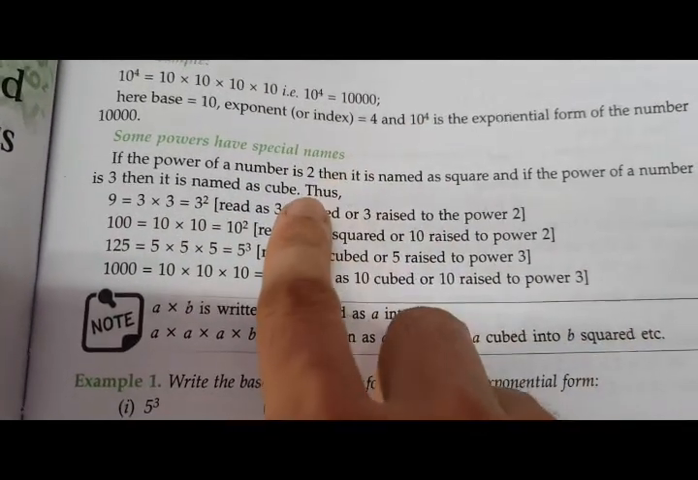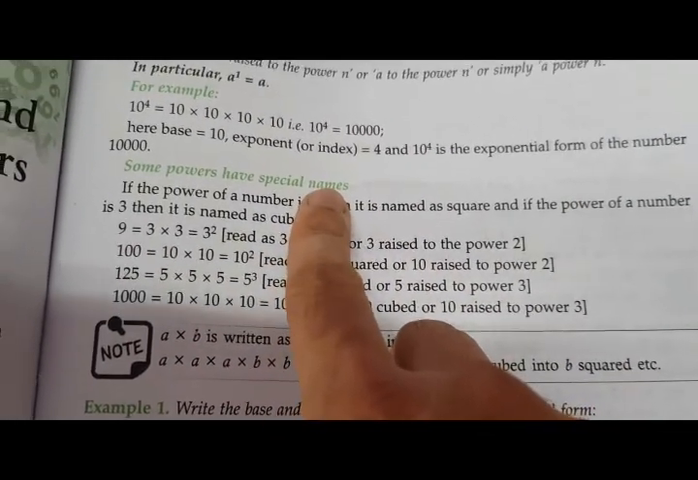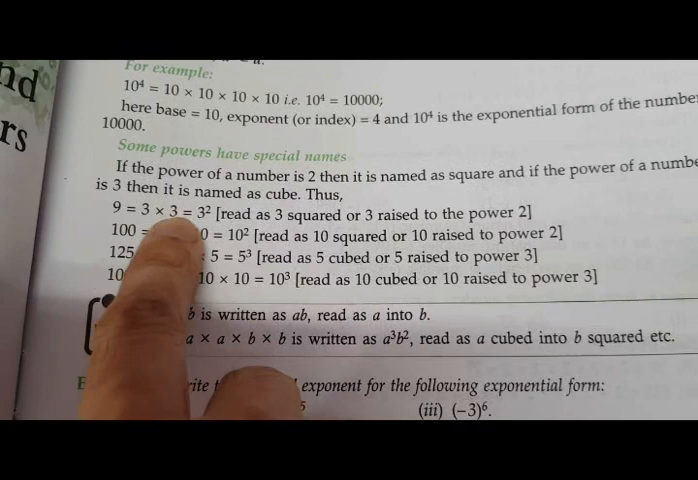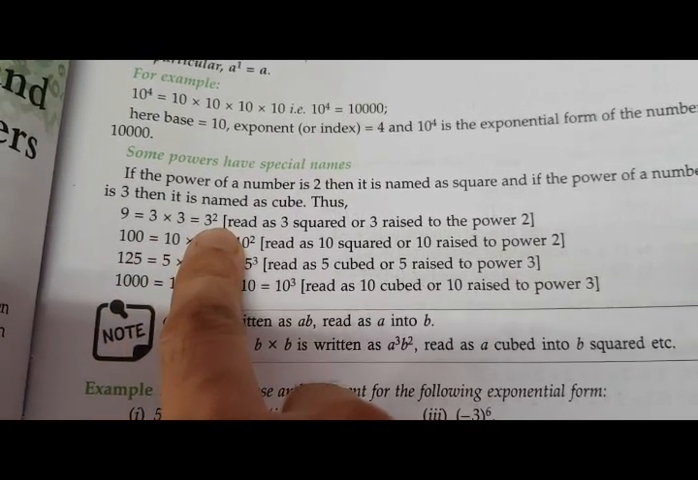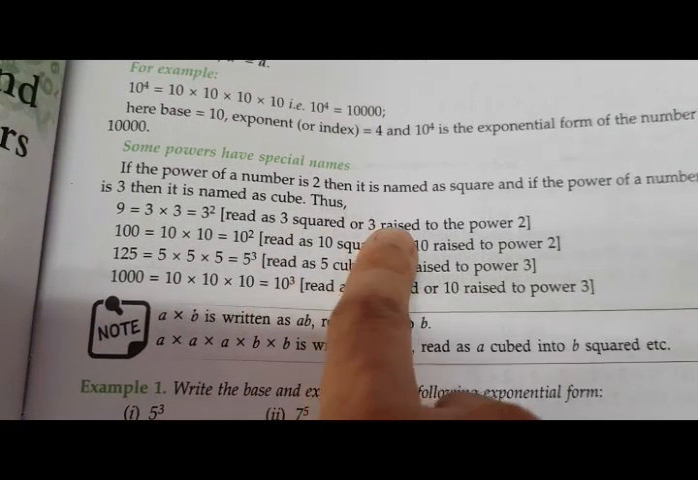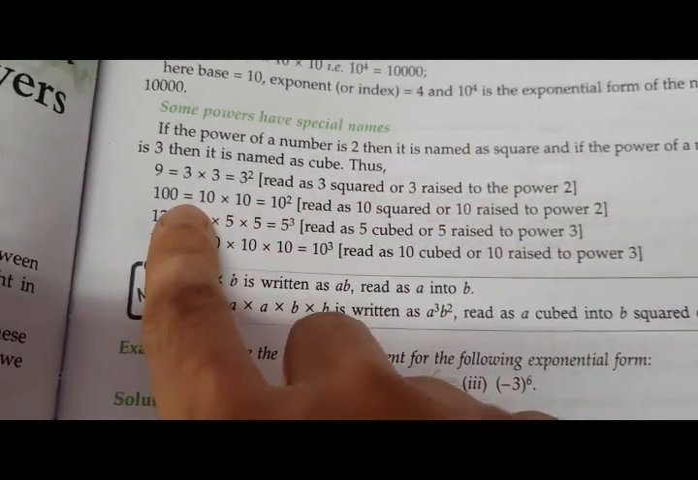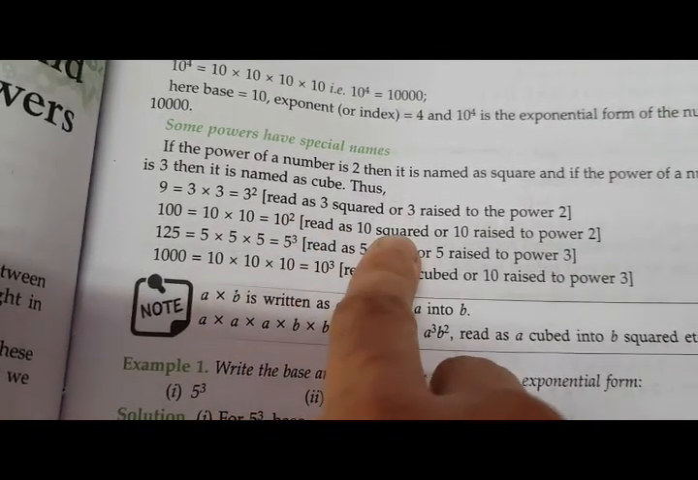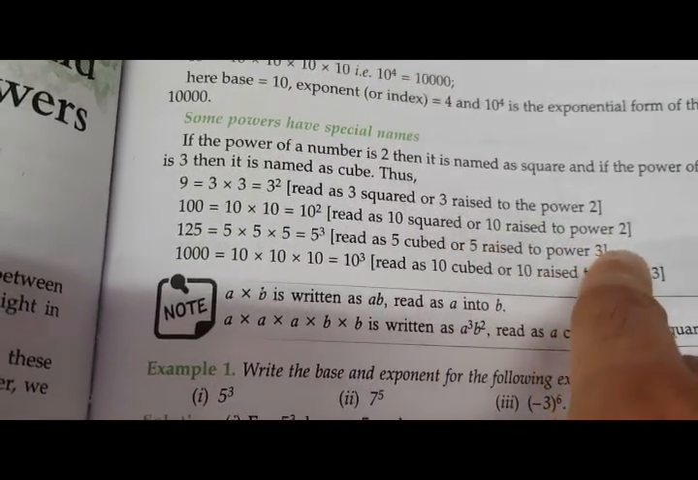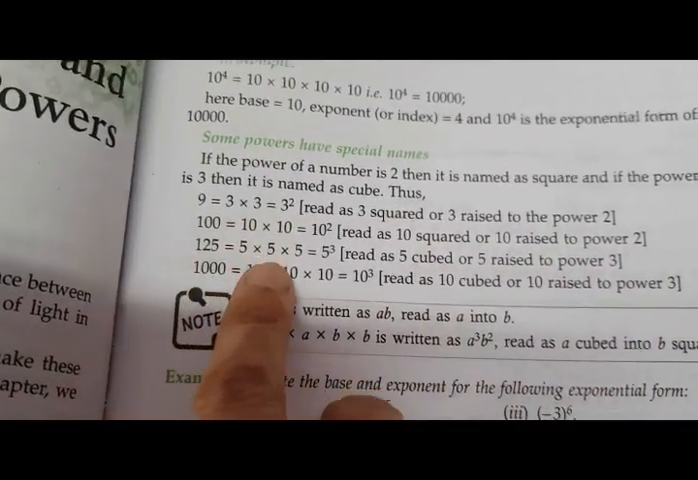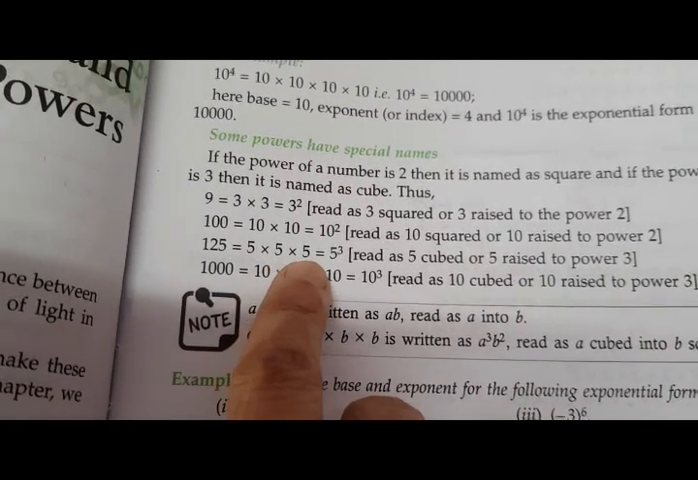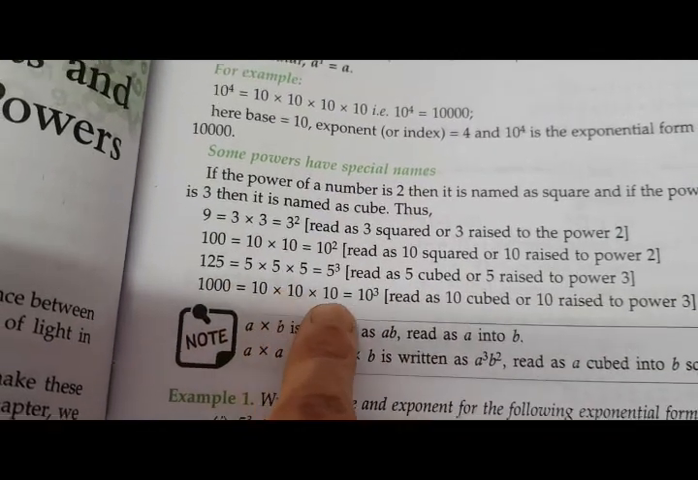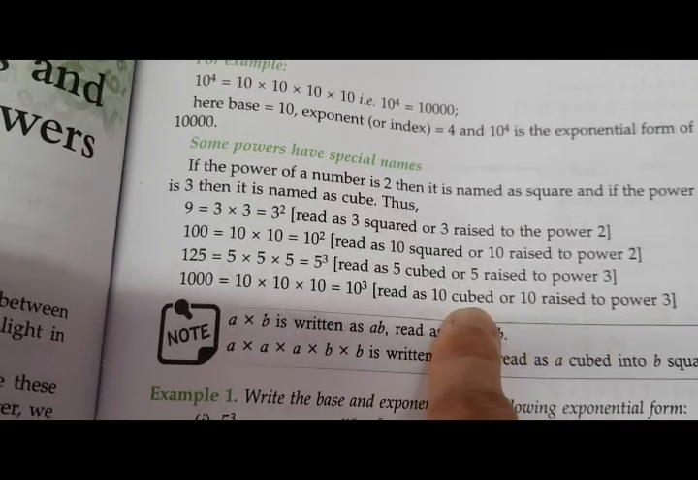Okay. Some powers have special names. For example, cubes and squares. So 9, we have 3 into 3, that means 3 to the power 2, which is also read as 3 squared or 3 raised to the power 2. We have 100, means 10 into 10. So 10 to the power 2, or 10 squared, or we can say 10 raised to the power 2. 125, that means 5 into 5 into 5. That means 5 raised to the power 3, or 5 cubed. 1000, 10 to the power 3, 10 raised to the power 3, or 10 cubed.